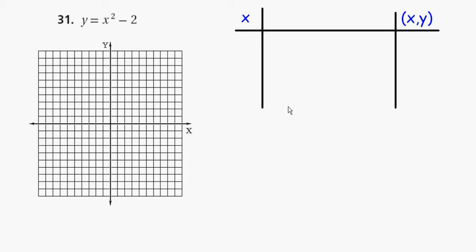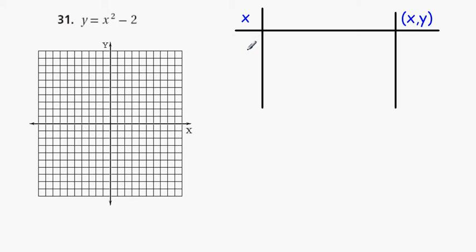Alright, problem 31. Here we're given an equation y equals x squared minus 2. Now, this is not similar to what we've been doing before because now all of a sudden our x is squared, not just x to the first. So the first thing we're going to do, I think, is we're going to need to be very careful in terms of the points that we pick in order to make sure we get a proper graph.